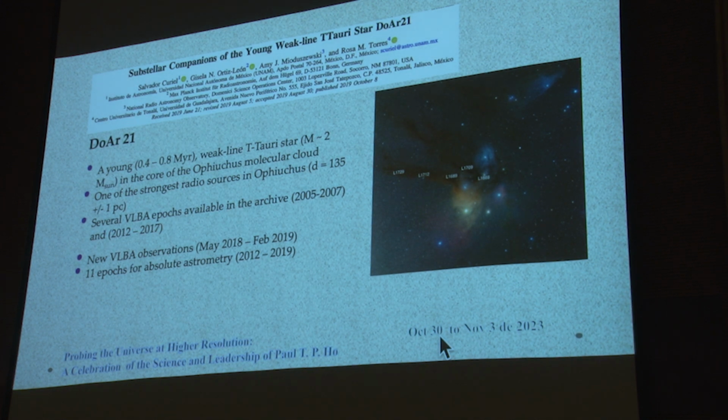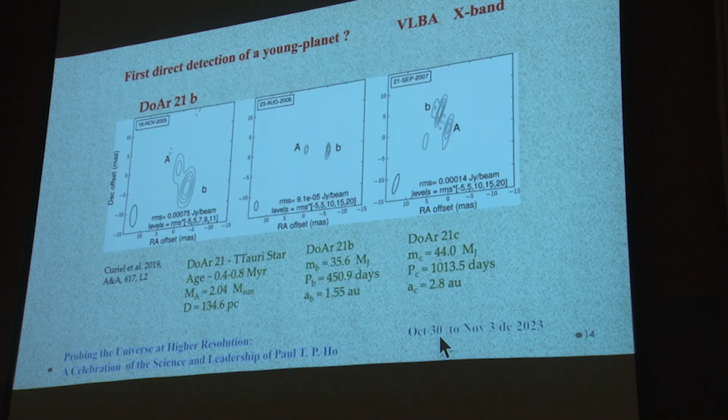Another source that we observed is a Tauri star. Actually, I wanted to see if we were able to find something around a T Tauri star. So this is DoAr 21. This is a weak-line T Tauri star. It's around 135 parsecs away, in Ophiuchus. And we had also several observations with the VLBA. In this case, we detected two companions. One of them, we detected this first companion directly.